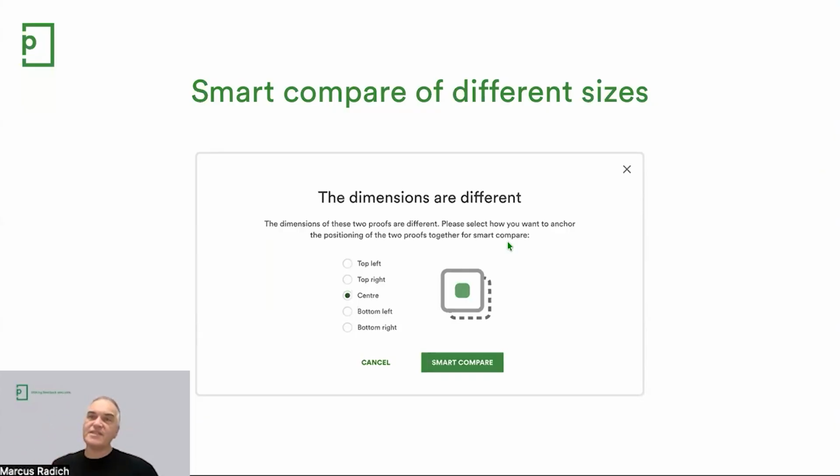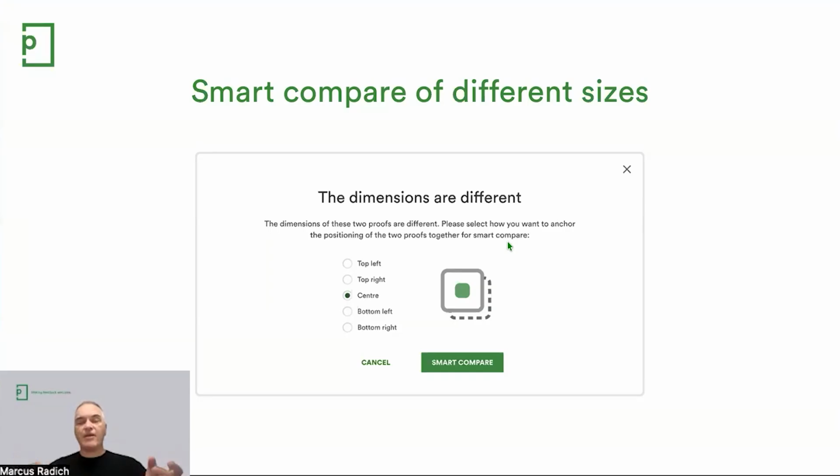And one of the first things that we heard was, hey, sometimes the proof that I'm comparing it to has a slightly different dimension than the proof I started with. And I still want to do a comparison. So we looked at that and we said, that's a really great idea. And a good example of that would be when it comes to adding print marks to a final proof.